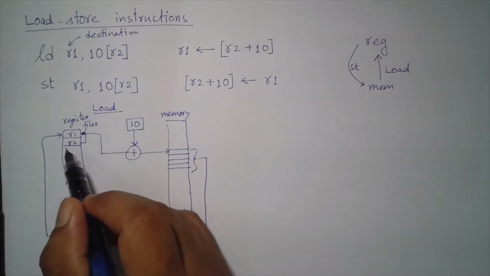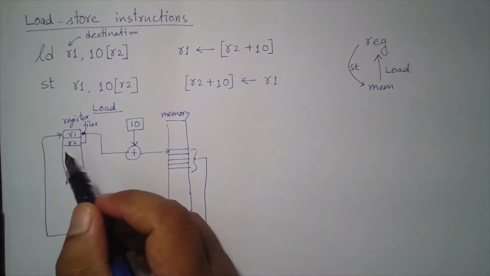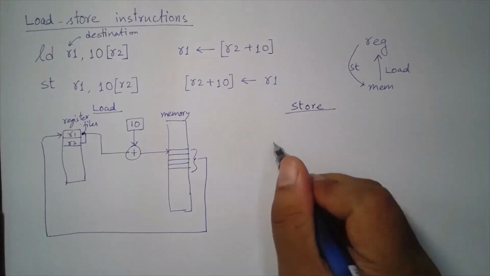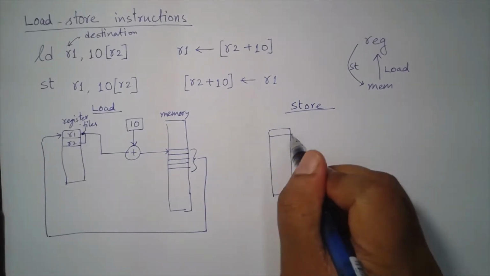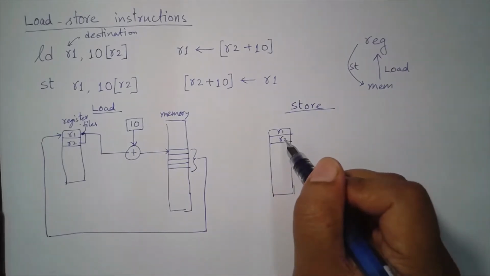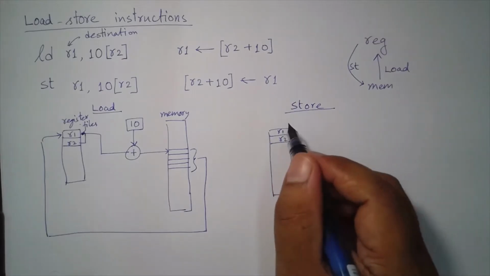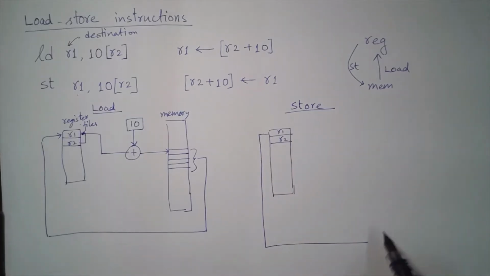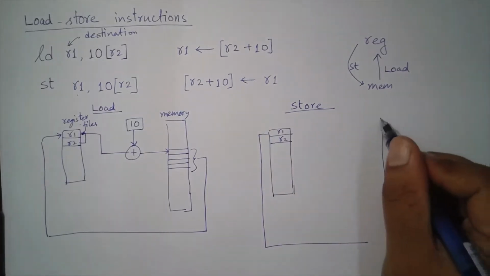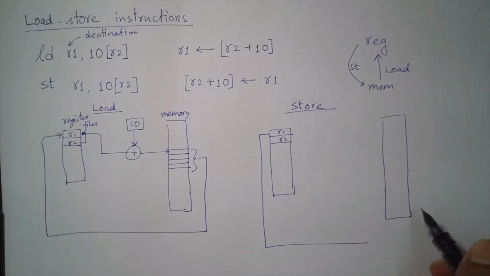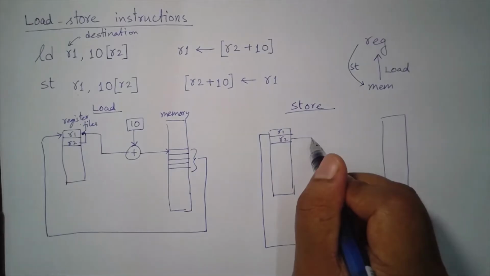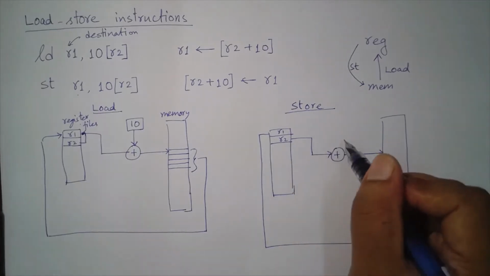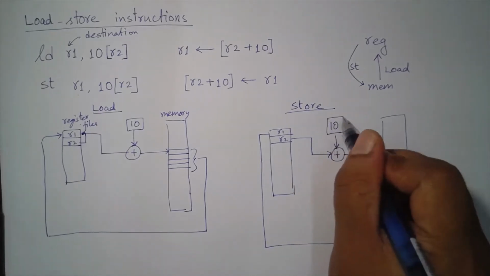Similarly, in case of store, you will be doing the other way around. So in case of store, you have your register files. So this is your R1, R2. In R1, you will be storing the data. Basically, the data of R1 will be stored in this location. So basically the data goes to this memory. Now where the data will go, that will be determined by this register and the offset value. All right. So offset of 10 will be added.